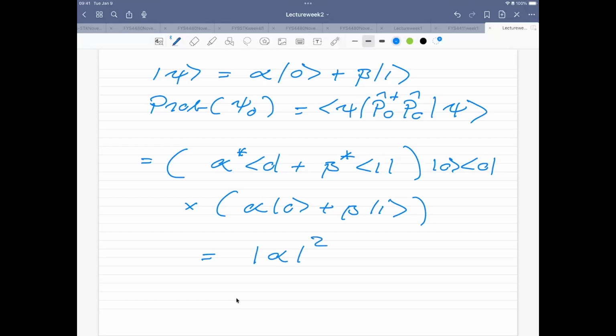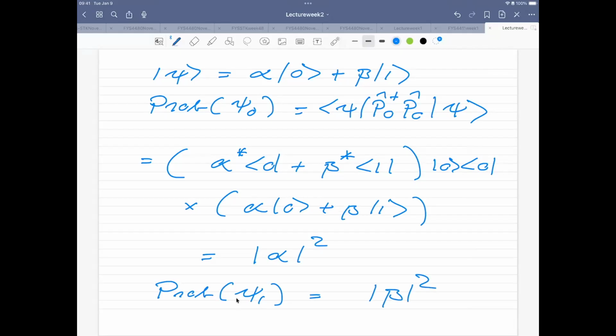This is actually alpha squared. And then you can do the same with the probability for psi 1. So we are projecting out that specific component, and that is simply going to be beta squared. It's actually pretty easy to see that. So let me just add one more thing before we take a break.